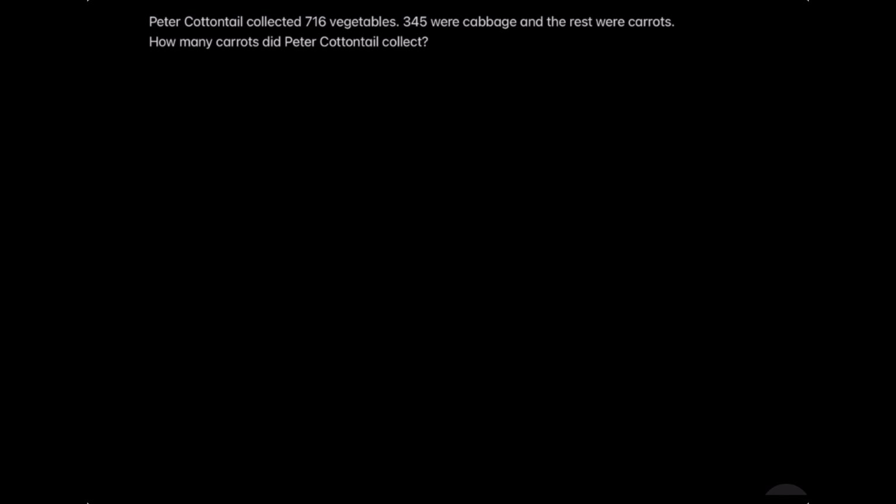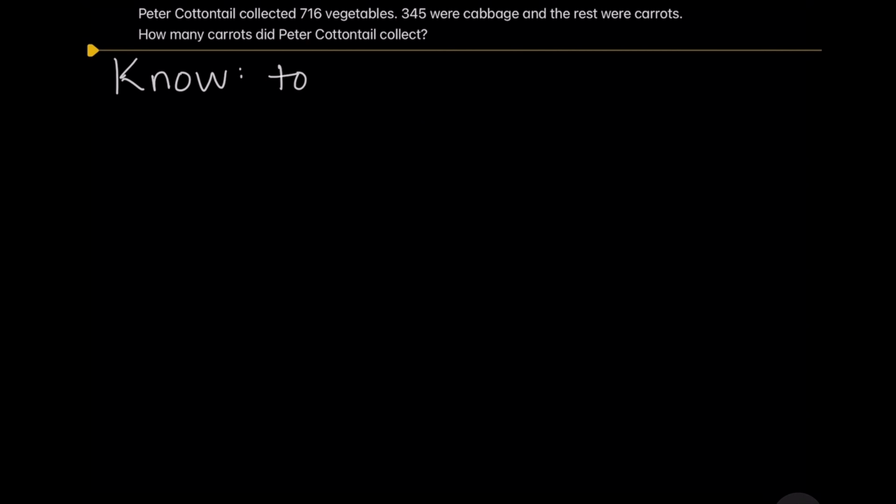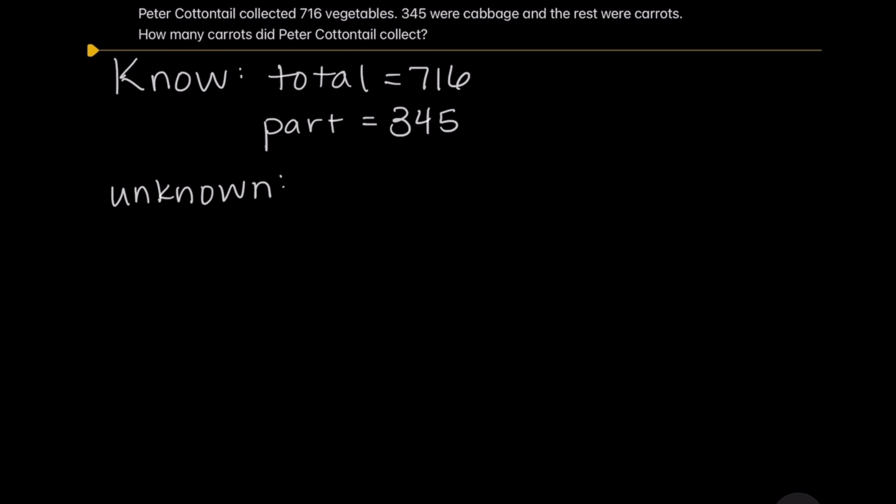I'm going to read it one more time. Peter Cottontail collected 716 vegetables, 345 were cabbage, and the rest were carrots. How many carrots did Peter Cottontail collect? Okay, we know that the total amount of vegetables that Peter Cottontail collected was 716. So that's something I already know in the problem. I also know that part of what he collected was 345. Part of the vegetables were cabbage. What I don't know is how many carrots he collected.